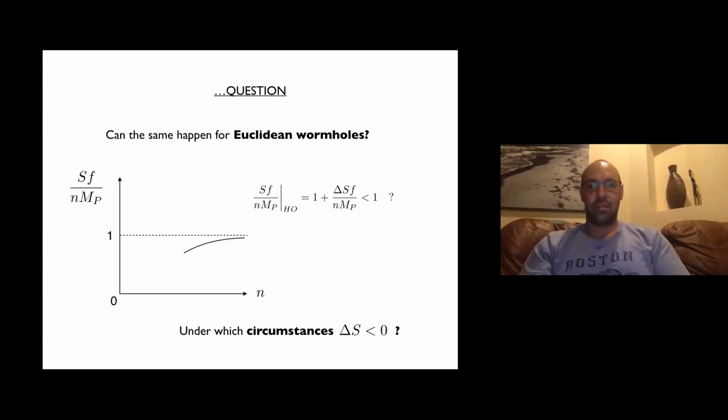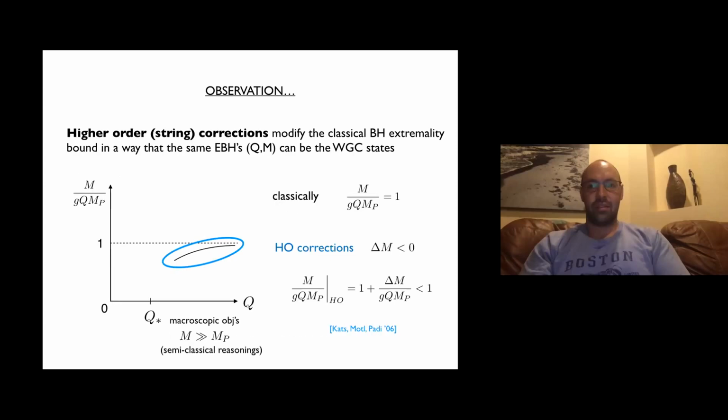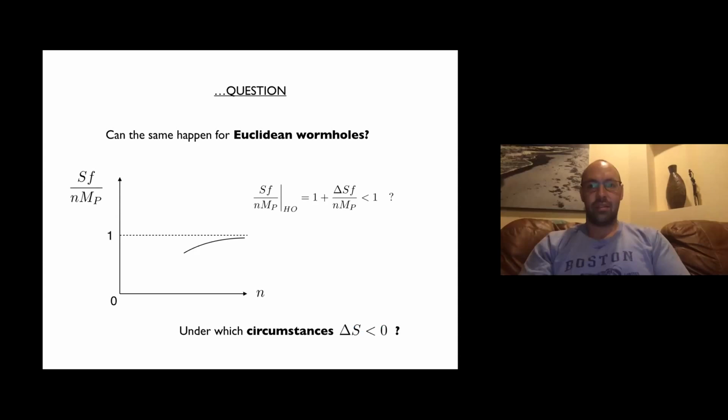So the question is, by the way, and this is valid only within the effective field theory. So in particular, for macroscopic objects, which have a mass much bigger than the Planck scale, and where the semi-classical reasoning can be applied.